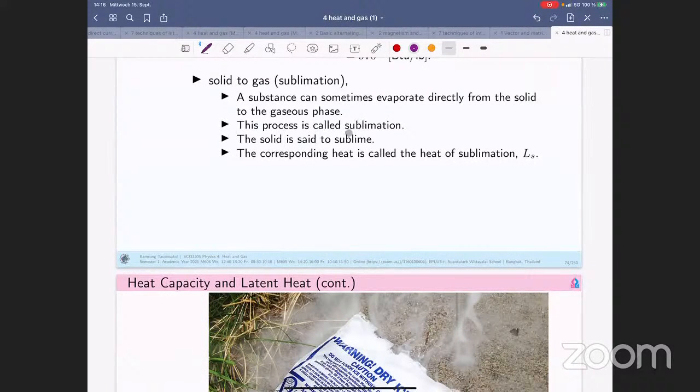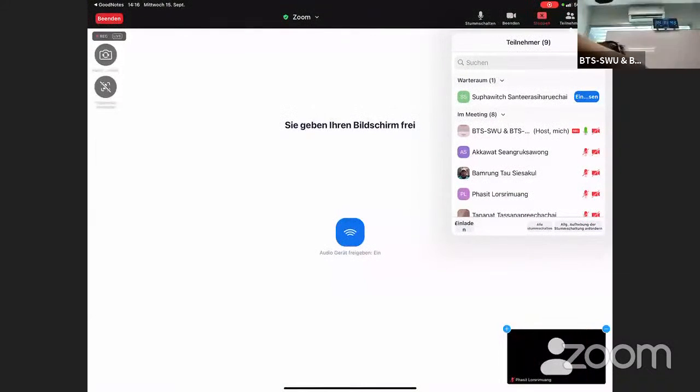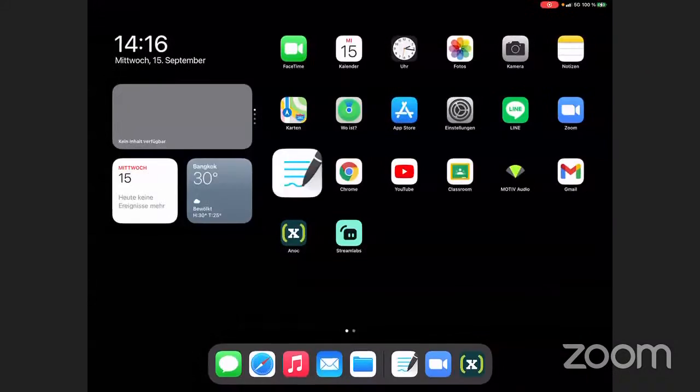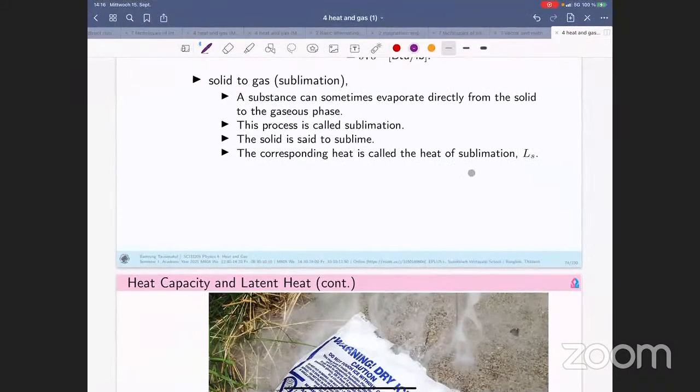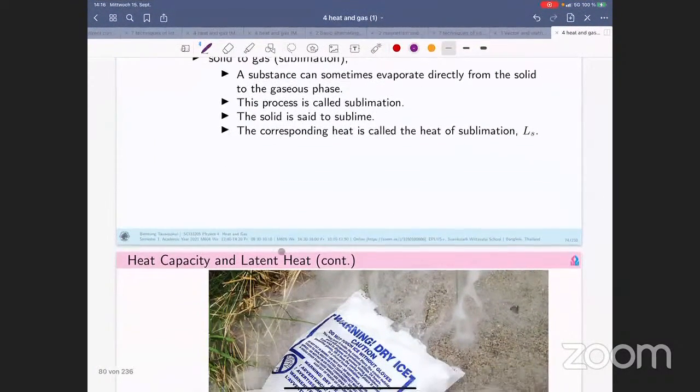Okay, this process is called sublimation. The solid is said to sublime, right? And the corresponding heat is called heat of sublimation, LS.